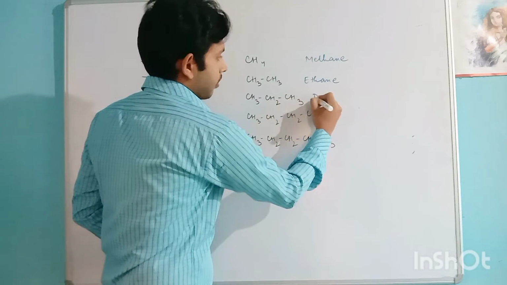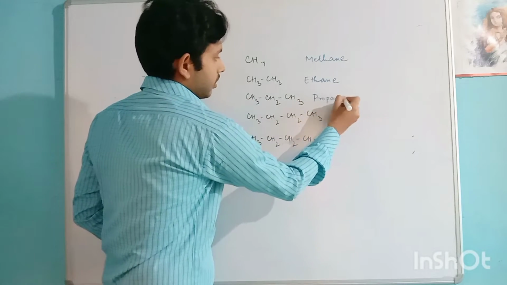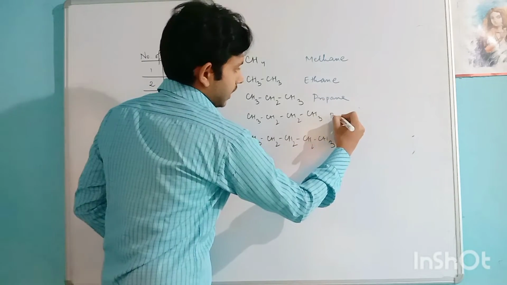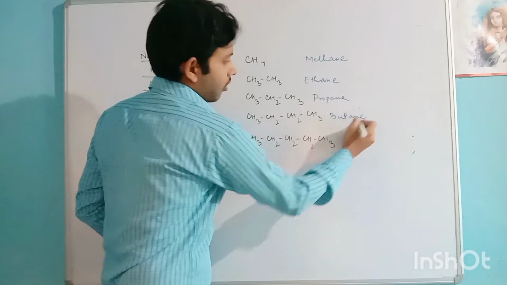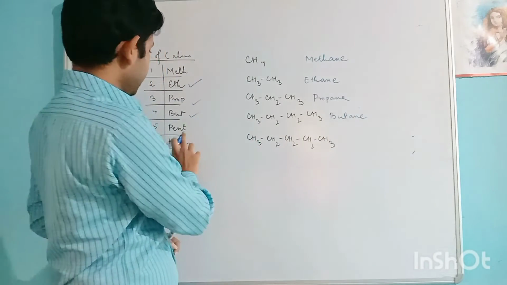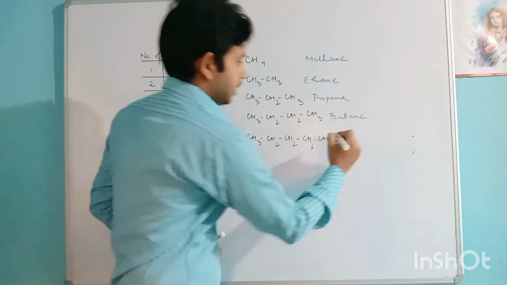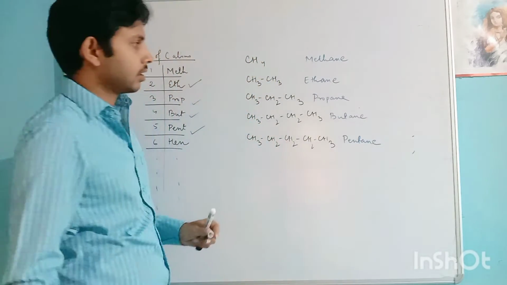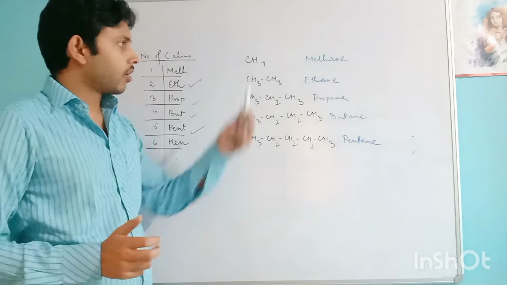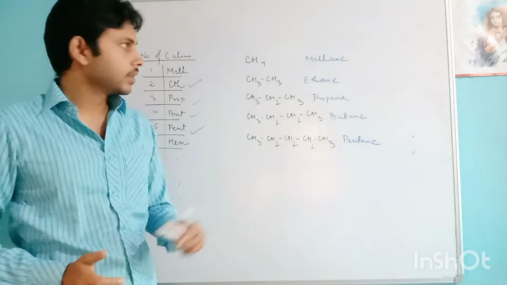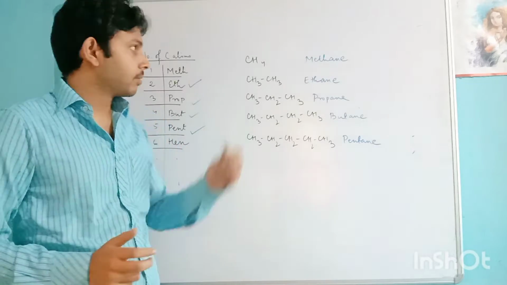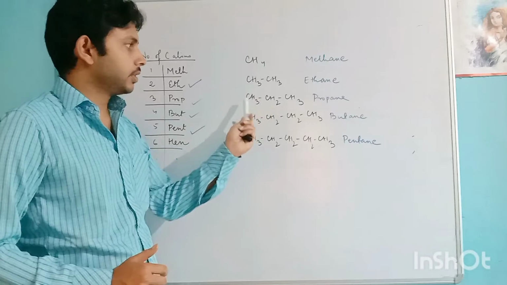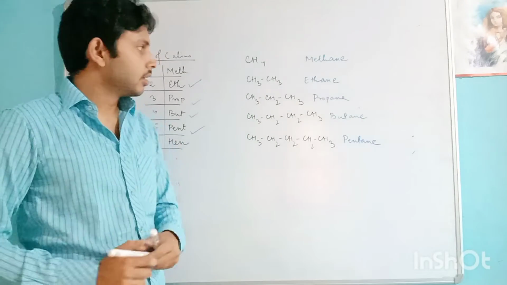Here propane. Here four carbon atoms, butane. All are single bonds. For pent, it is pentane. Now you see all are alkanes, and the number of carbon atoms is increasing by 1. Here 1, here 2, here 3, here 4, here 5.